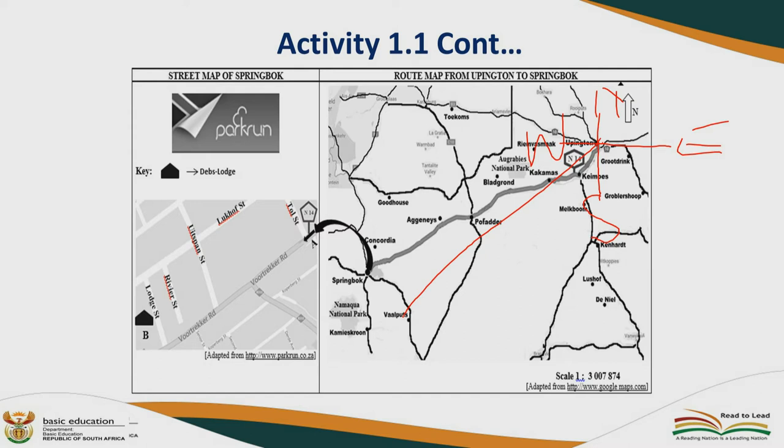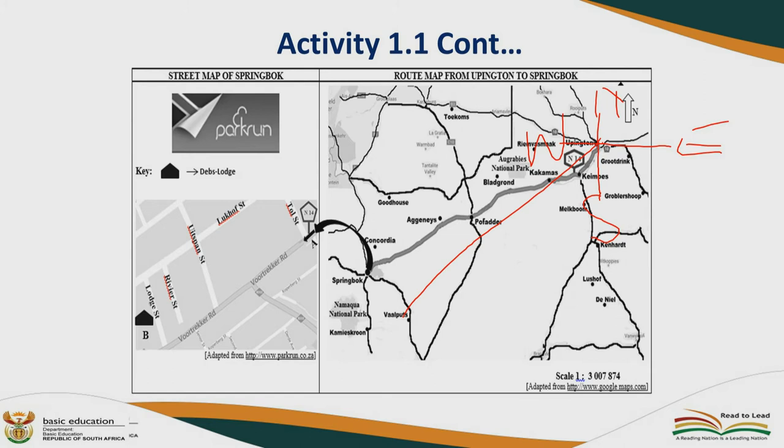Okay, we have the two maps, the route map. Now we are done with the route map. We are going to focus on our street map. Let's quickly analyze our street map. We can see that it is a street map from the N14. When you join this area, you're going to join it using this street, the Voortrekker.